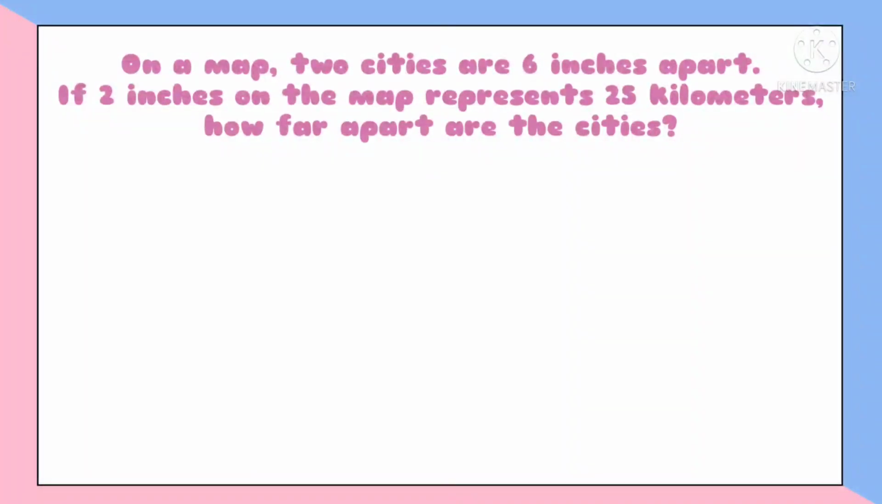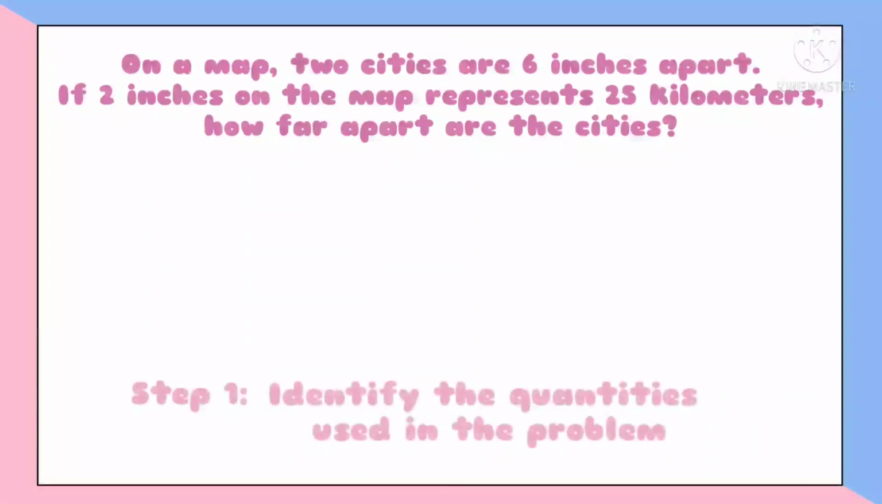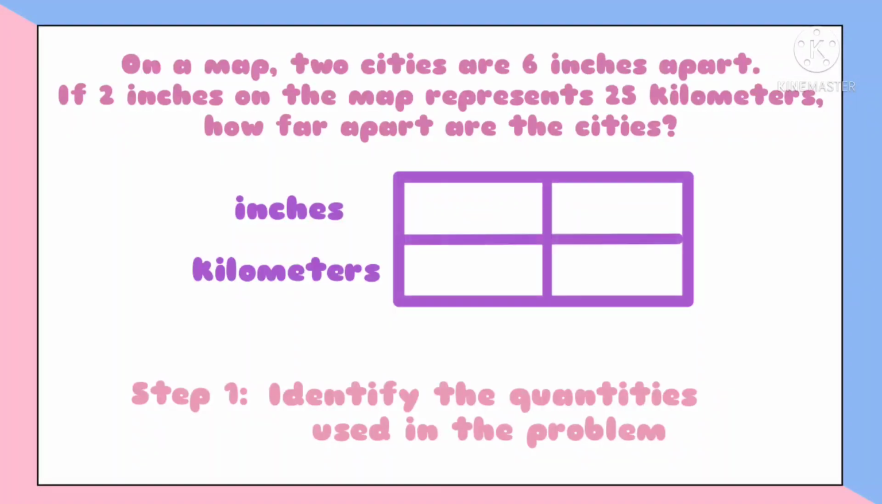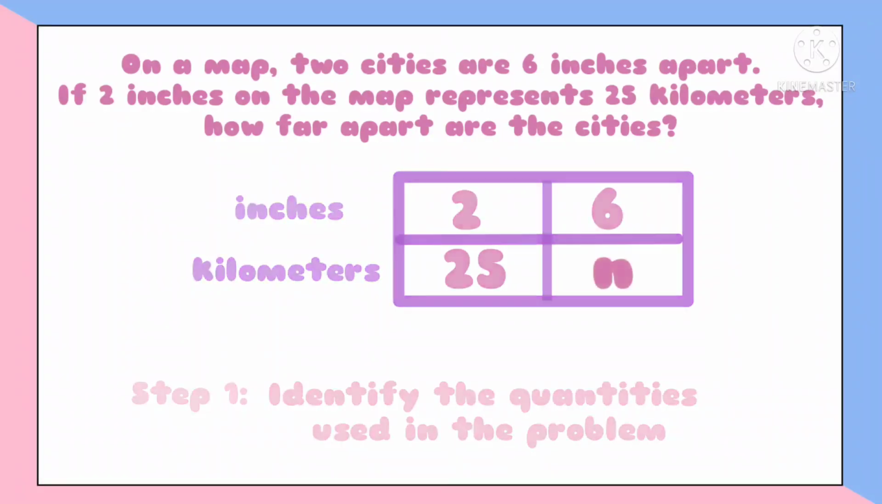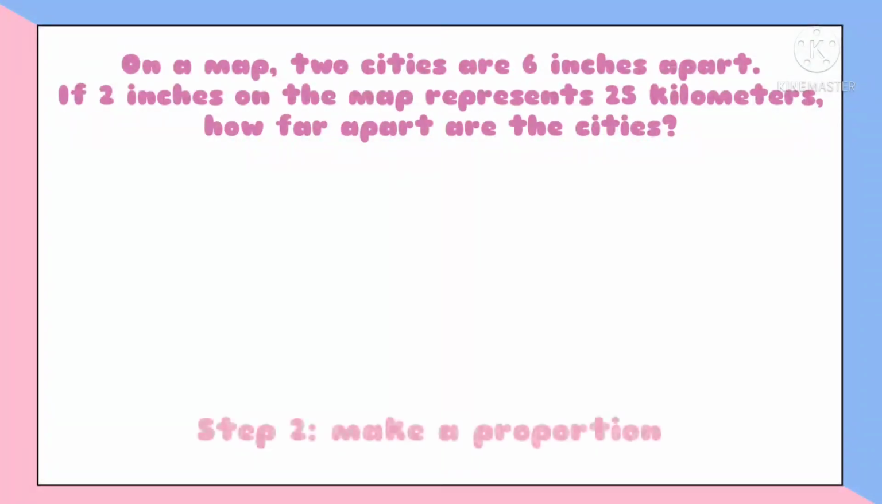To solve a direct proportion, we first should identify the quantities used in the problem. Here, we have the number of inches and the number of kilometers. Now let's make a table. It is given that 2 inches represents 25 kilometers on the map and that the two cities are 6 inches apart. Now, how far apart are the two cities? In the meantime, let's put n. Now, let's make a proportion. We have 2 over 25 equals 6 over n.